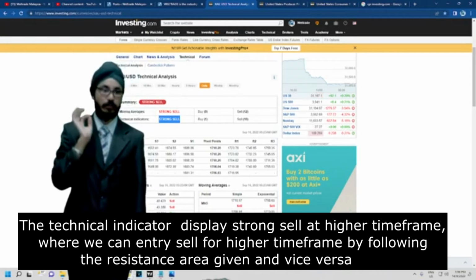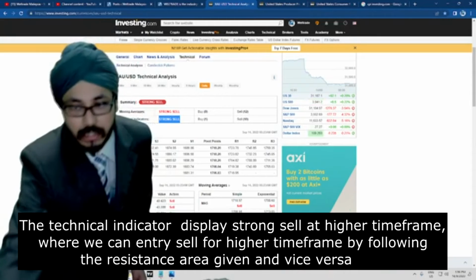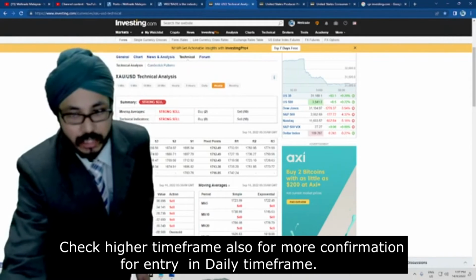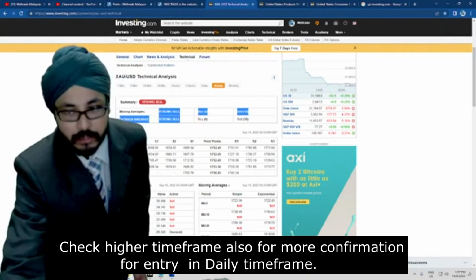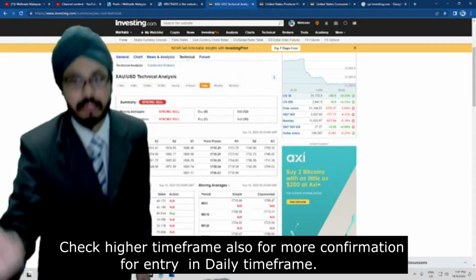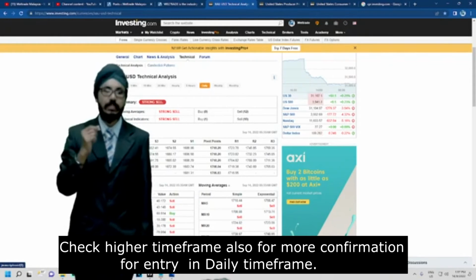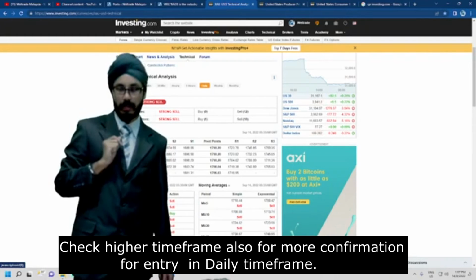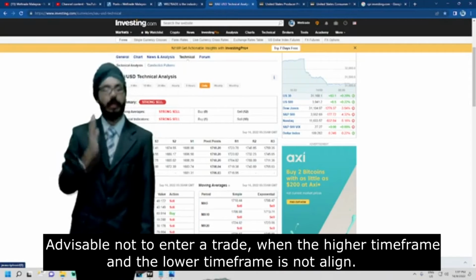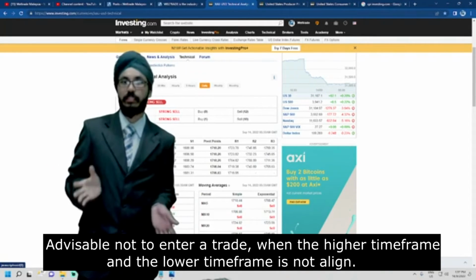If we would like to have more confirmation, we could go to the monthly and also weekly. As we could see, our weekly is also a strong sell, and as you can see, our monthly is also a strong sell for our technical indicators. So for the daily, we know that it's actually a strong sell. However, we have to always look at our lower time frames as well, so that we have synchronization in the market.